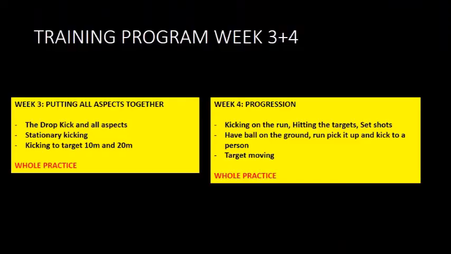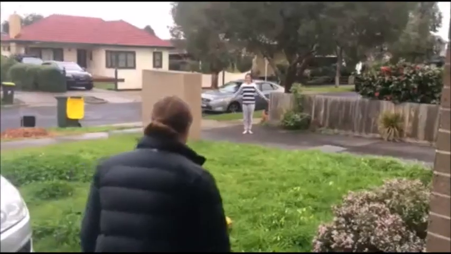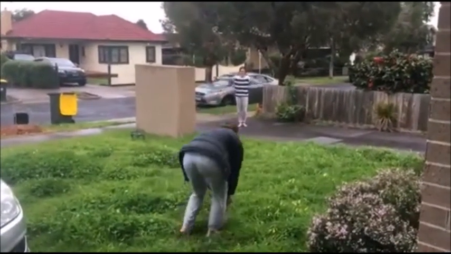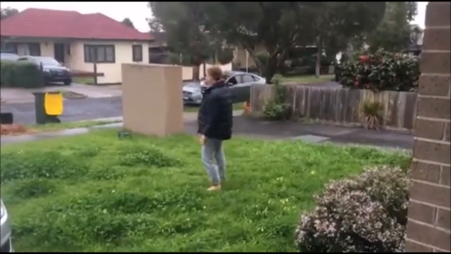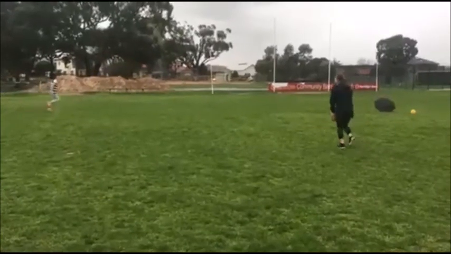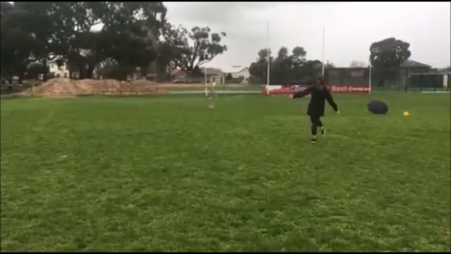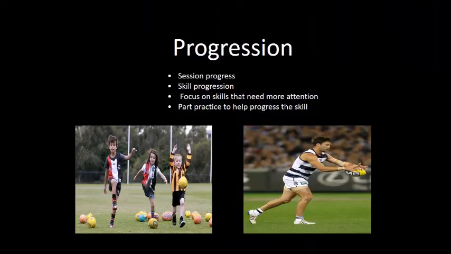Week 4, we focused on progression. We started by kicking on the run, hitting the targets, and set shots. We then progressed to having the ball on the ground. Then Steph would run, pick it up, and kick it to a person. Then we did target moving.